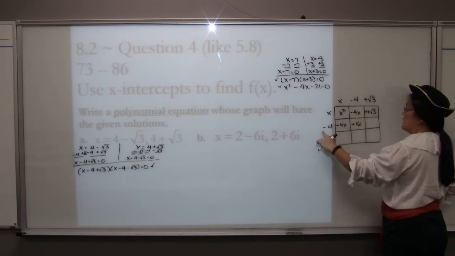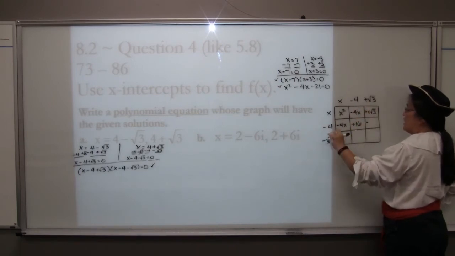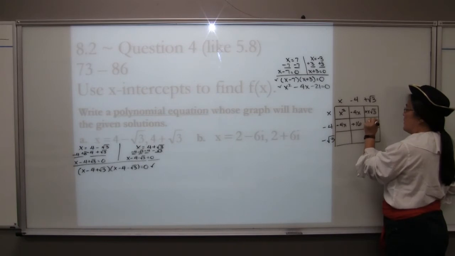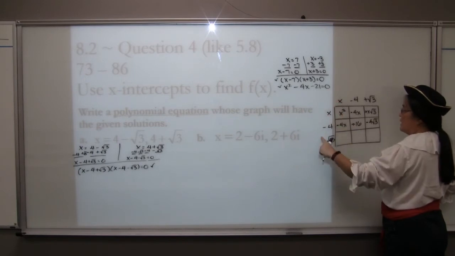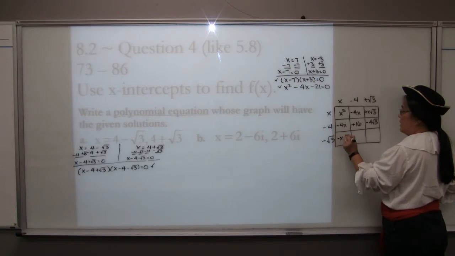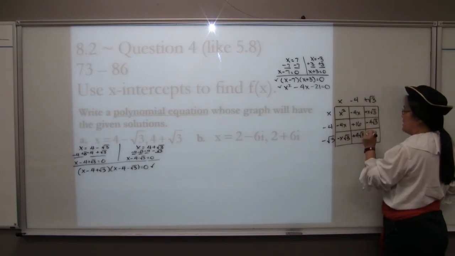4 times 4 is 16. Negative times positive is negative. Outside, inside. 4 on the outside, square root of 3 on the inside. Ew, that looks yucky. Here we go. Now I have an x on the outside with a negative, so negative x, and a square root of 3. Negative times negative is positive. 4 on the outside, square root of 3 on the inside. Negative times positive is negative.